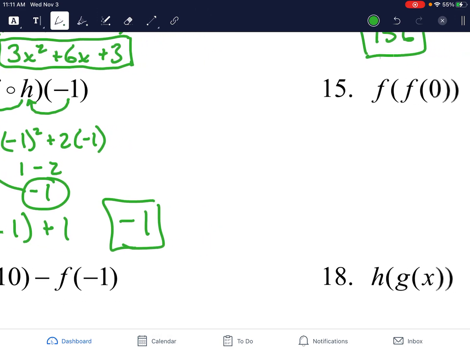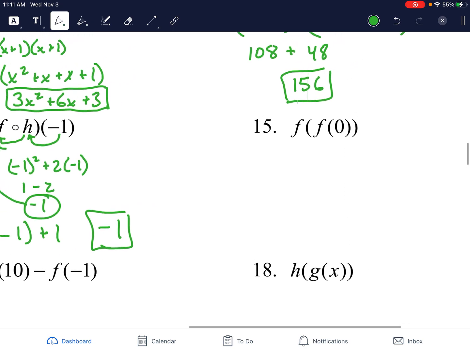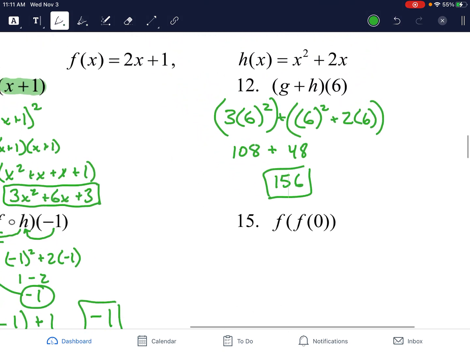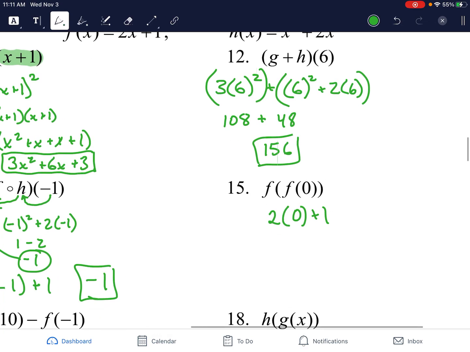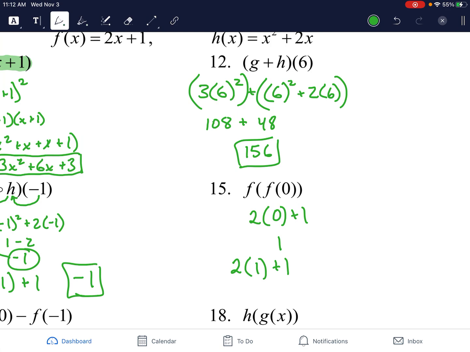Okay, 15. This is the same kind of notation. It's just a different version of the composite notation we just did in number 14. So we're putting 0 in for the f, and whatever answer we get from that, we're going to put back into the f function again. So we have 2 times 0 plus 1. 2 times 0 is 0 plus 1 is 1. Now we're putting this number back into the f function one more time. So now we have 2 times 1 plus 1. 2 times 1 is 2 plus 1 is 3.